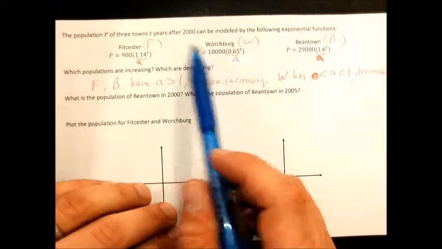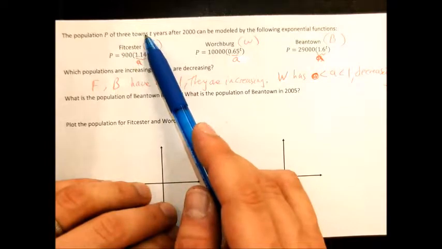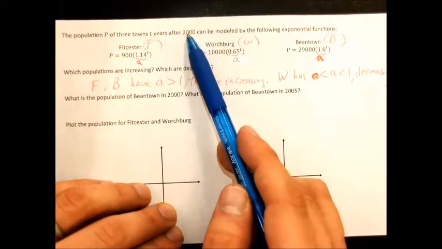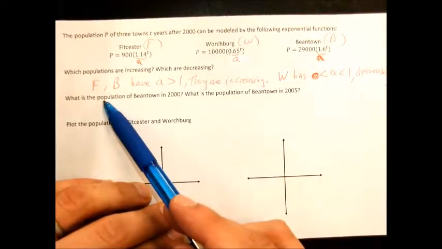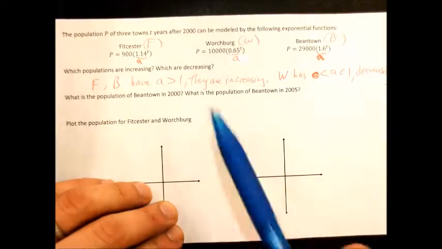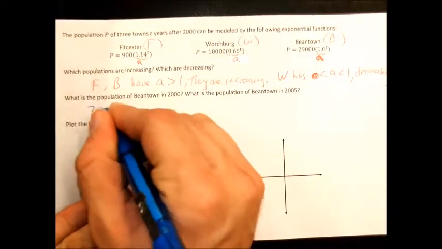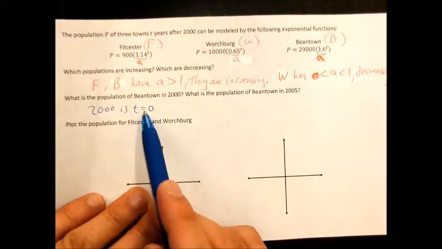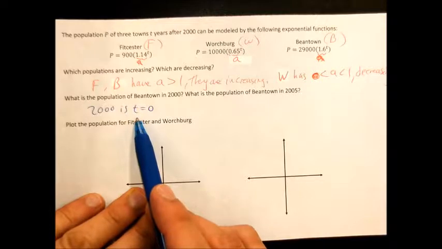The way I set this up is I said that these populations are the populations of these towns T years after 2000. So if we want to know what the population in Beantown in 2000 is, 2000 is T equals 0 because it's 0 years after 2000, right? 2000 is 0 years after 2000. Question?